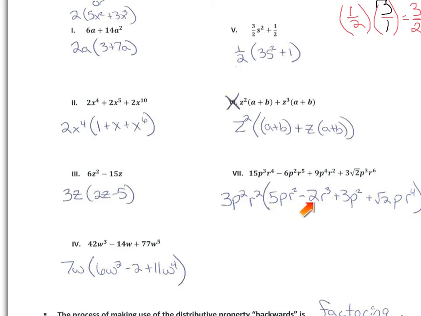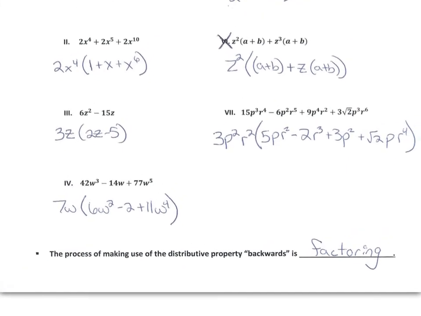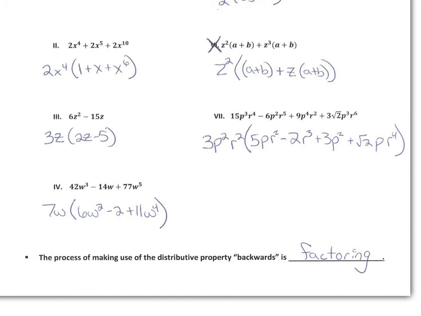3 times negative 2 is 6. And I don't have any p's left, but I do have 3 r's left. 3 times 3 is 9. I have 2 p's left, but no r's. 3 radical 2, I took a 3 out, so I have radical 2 left. I have 1 p left, and I have 4 r's left. The process of making use of the distributive property backwards, what we were just doing in the previous example, is called factoring.